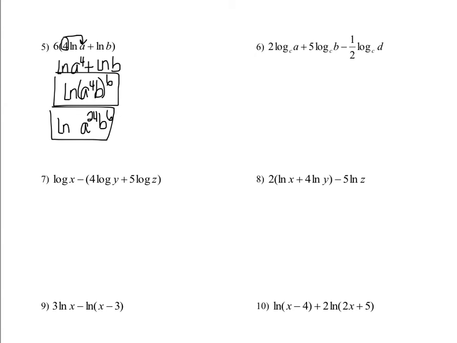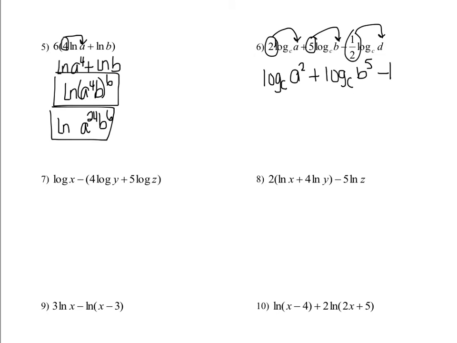Okay, in example number 2, this power came from up here, this power came from here, and this power came from here. So we've got log base C of A squared plus log base C of B to the 5th minus log base C of D to the 1/2. Now you should be recognizing D to the 1/2 is the same thing as the square root of D.